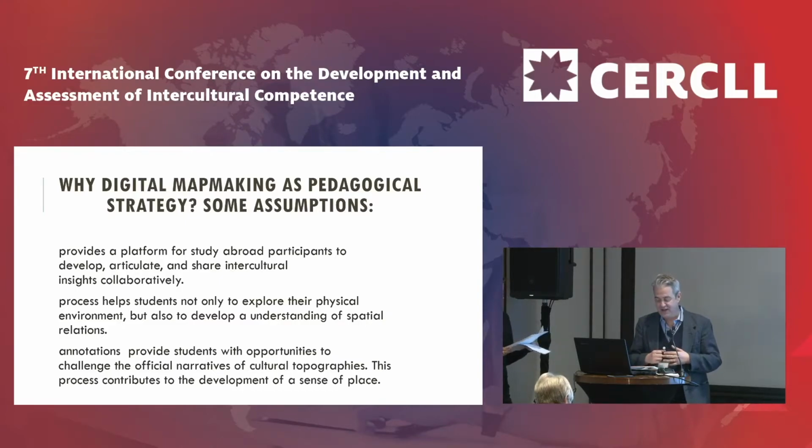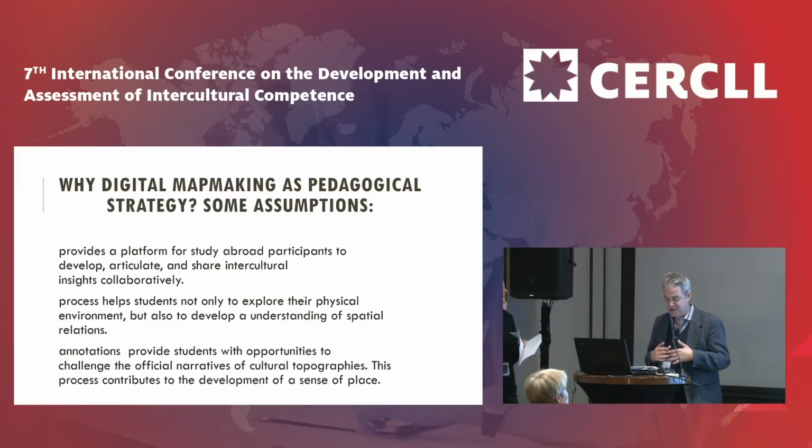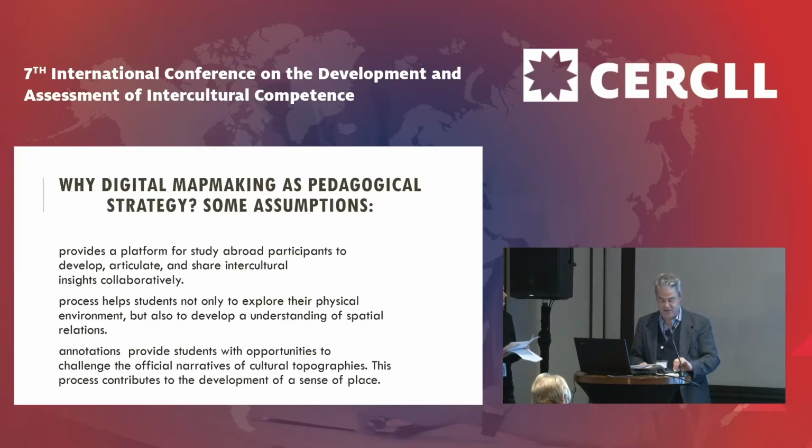The integrated process of reflective writing and cartographic practice can help learners not only to explore their physical environment, but also to develop an understanding of the spatial relations of their actual experiences in the host country. And thirdly, the creation of annotations that students generate based on clearly formulated writing assignments provides students with opportunities to compare the official narratives of a cultural space with local assumptions and their actual experiences of these spaces. And ultimately, we hypothesize that this process results in a more nuanced sense of space.